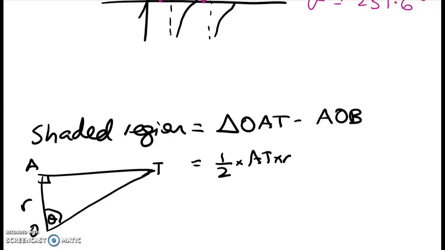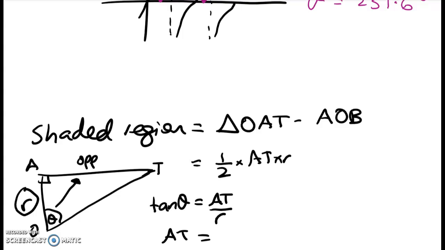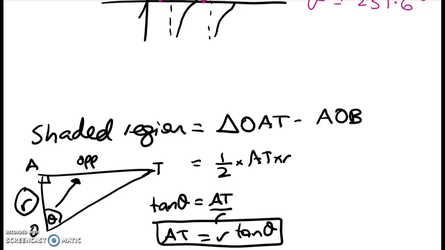So from basic trig, we can do SOH CAH TOA on this. We want to figure out what AT is. So AT is the opposite side, and r is the adjacent side. That means that we can say tan theta is equal to AT divided by r. AT is equal to r tan theta.